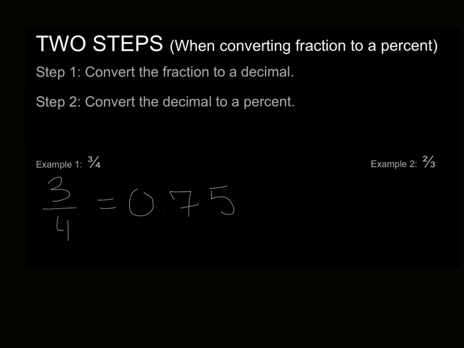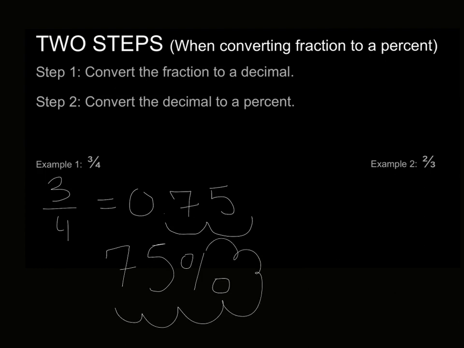Then after we get 0.75, we can convert that decimal to a percent. So now we know 0.75 is going to be just 75%. Because remember, when we're converting decimals to percent, we can just move that decimal 2 places to the right. Once we do that, we have 75 as a whole number, and then we just put the percent at the end. So 3/4 is going to be 75%.